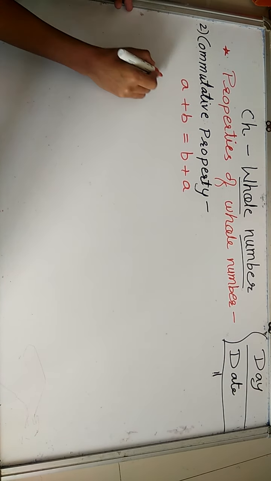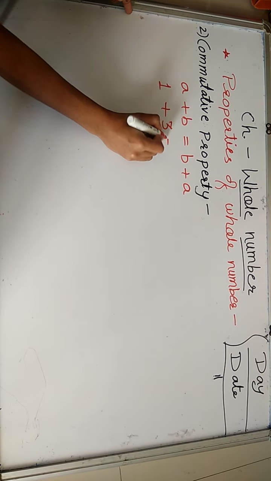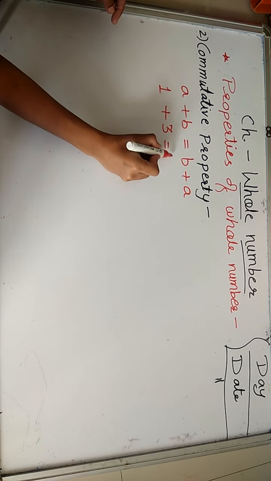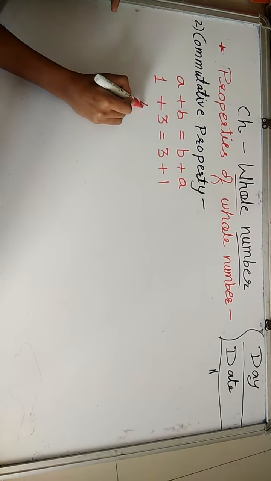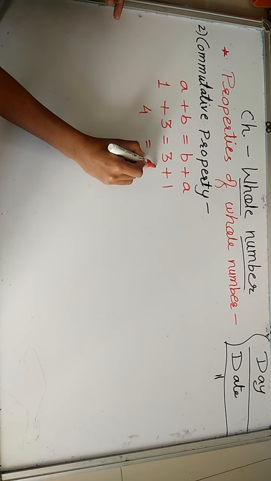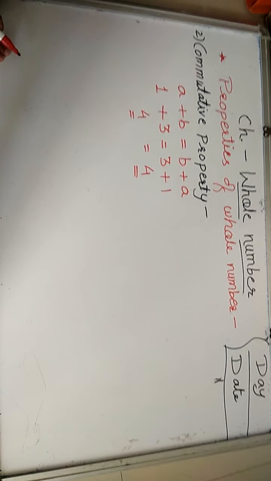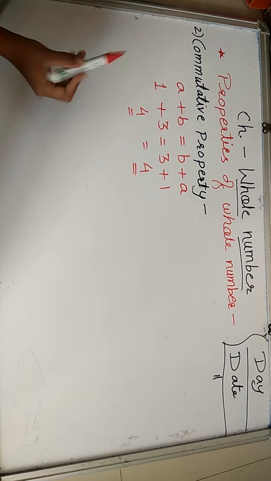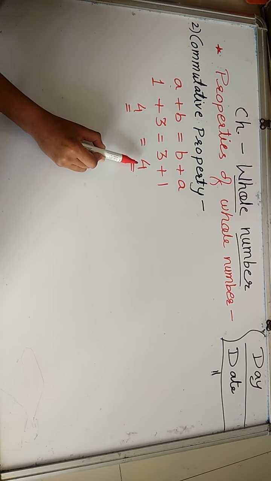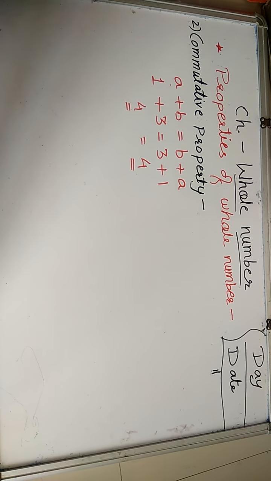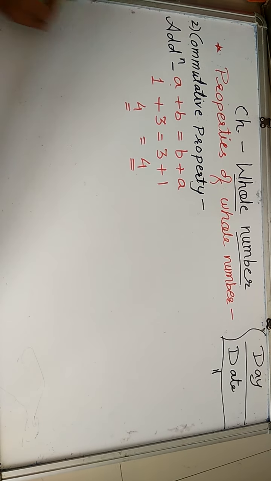Now let's take an example. 1 plus 3. Change their order, 3 plus 1. 1 plus 3 is equal to 4, and 3 plus 1 is equal to 4. Both answers are the same. What is the commutative property? The sum of two whole numbers remains the same even if we change their order. It is the commutative property for addition.